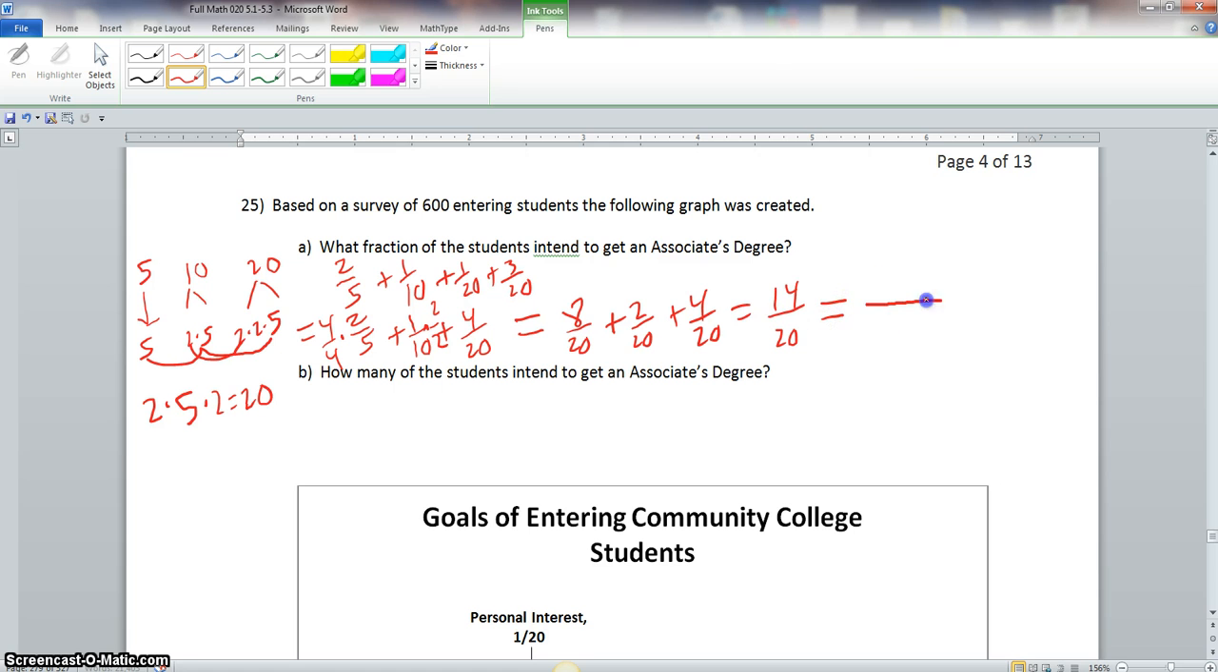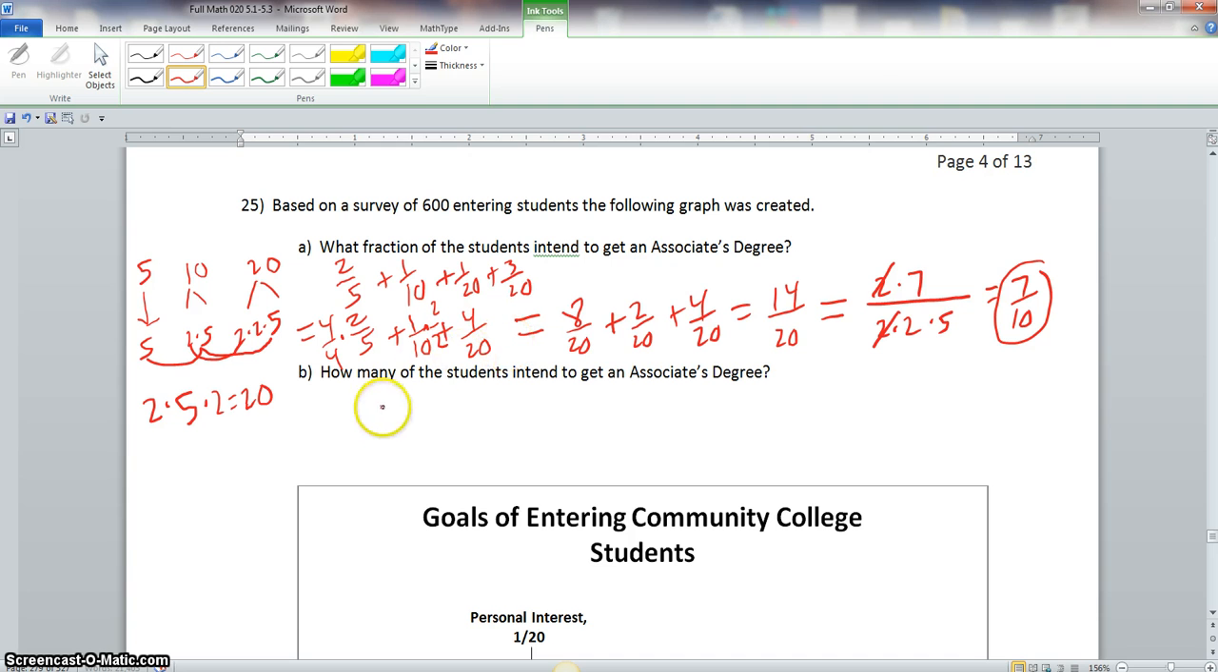Now we could do the prime factorization of our numerator and denominator. We have 2 times 7. We know the prime factorization of 20 is 2 2s and a 5. These two simplify out, and we will have 7/10. So that is the fraction of students who intend to get an associate's degree.